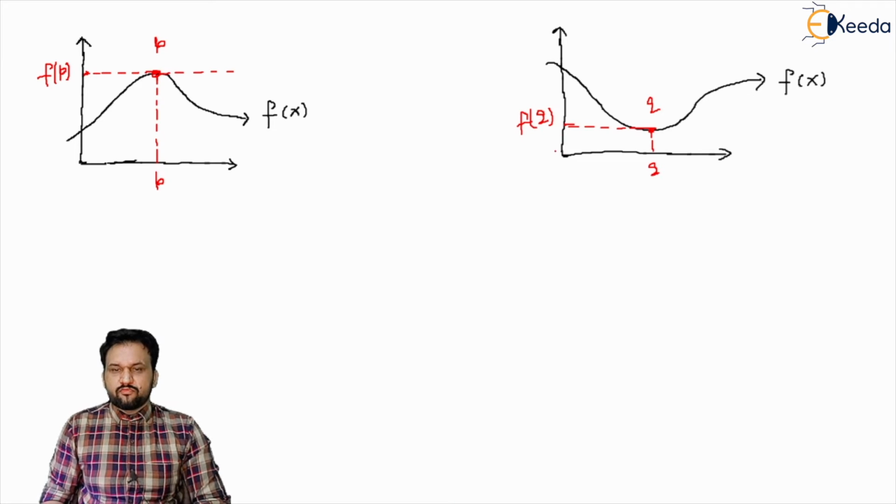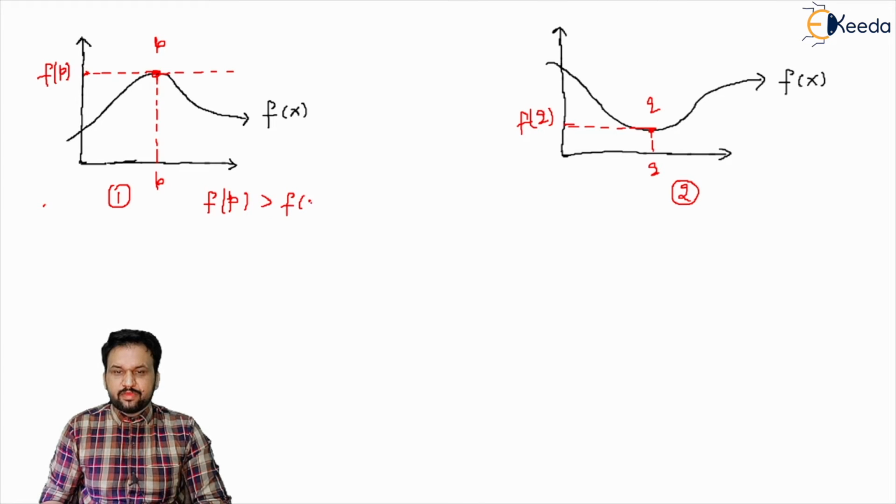From both graphs you can see, this is graph number one, and this is graph number two. In graph number one, your function approaches a maximum point, and that point is p. In graph number two, your function approaches a minimum point, that point is q. If the function reaches a maximum value f of p, then at point p it always gives a greater value than f of x.